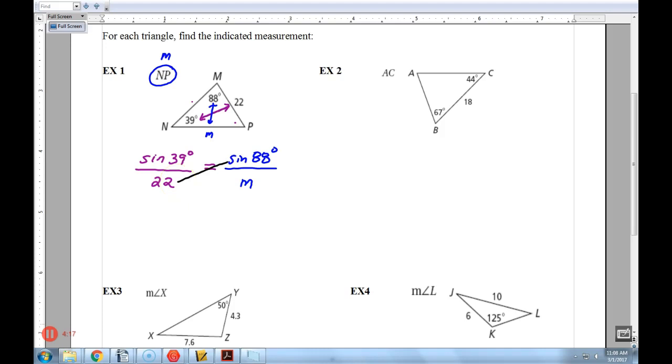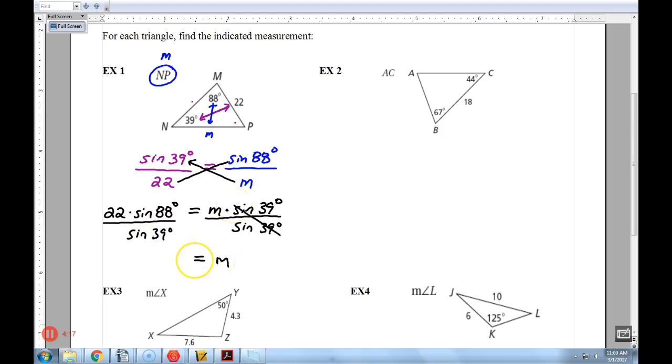We cross multiply, and I have 22 times the sine of 88 degrees equals m times the sine of 39 degrees. So I now have an equation, my fractions are gone, and I have one step left to get m all by itself. I need to do the opposite of times by the sine of 39. So I'm going to divide by the sine of 39, and I'm going to divide by the sine of 39, and these two will cancel, and that should tell me what m equals.